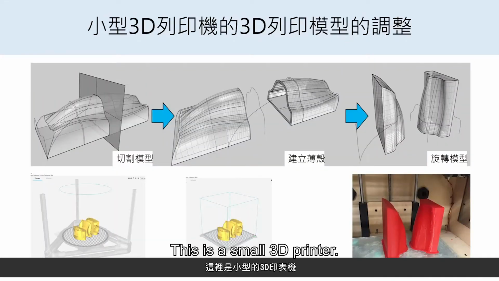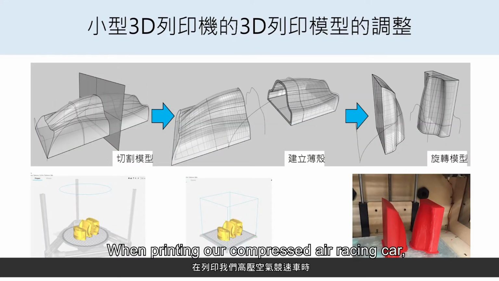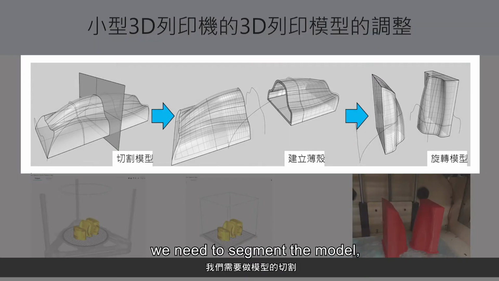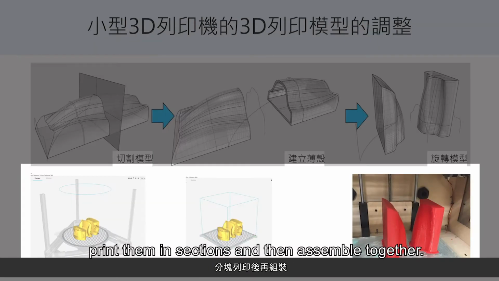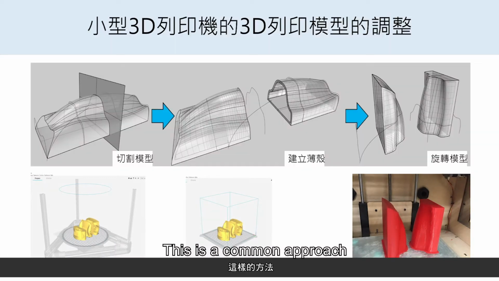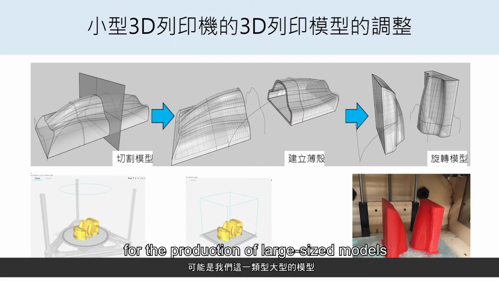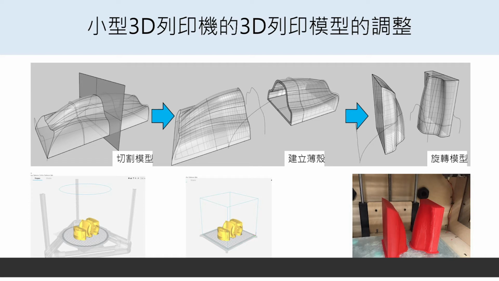This is a small 3D printer. When printing our compressed air racing car, we need to segment the model, print them in sections, and then assemble together. This is a common approach for the production of large-sized models using the 3D printer.